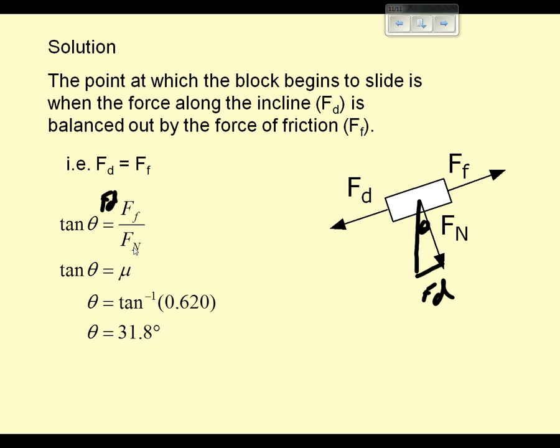Well, what other magical thing did we just learn about that is also equal to Ff over Fn? Mu. It is kind of crazy. So the tan of theta is equal to the mu value, so that means theta is simply the inverse tan of the mu value, or 31.8. It seemed a lot more complex than it really needed to be, right? It's actually quite simple when you stop and apply some logic to it.